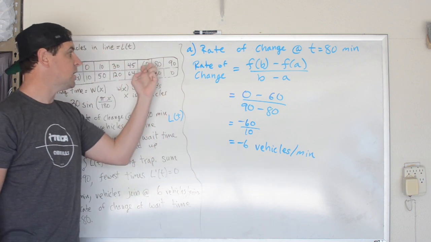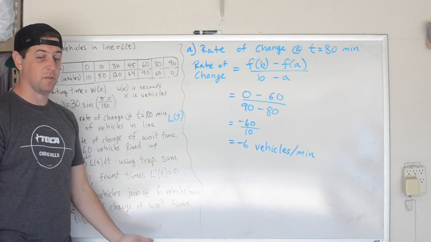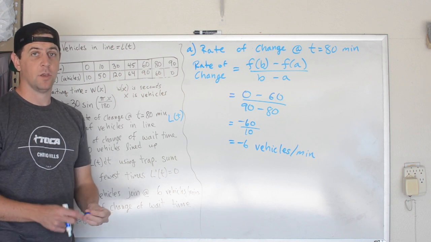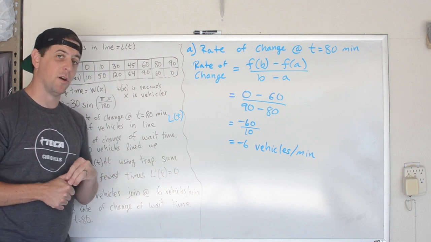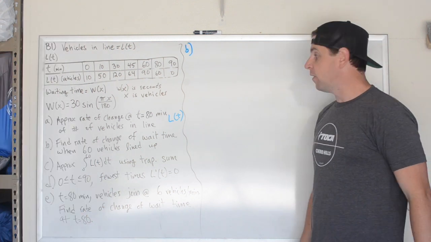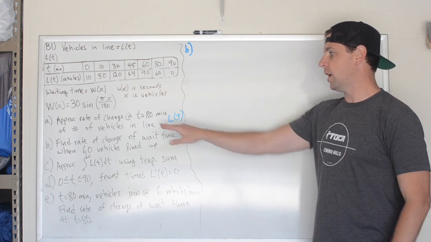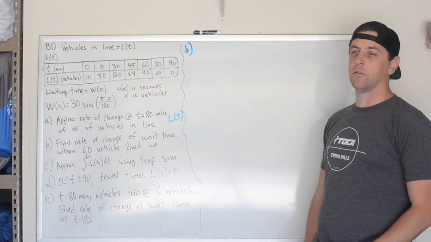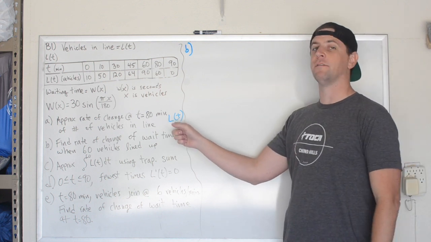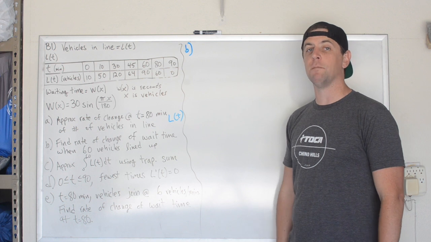Again, if you had chosen different points here, your answer would have looked slightly different. And the way this was set up, all three of those would be correct. Hopefully that makes sense, and we're done with part A, and we'll move on to part B. So we finished part A. We found our answer for the approximate rate of change at t equals 80 minutes of the number of vehicles in line. That was using our L of t function, and we used f of b minus f of a over b minus a.